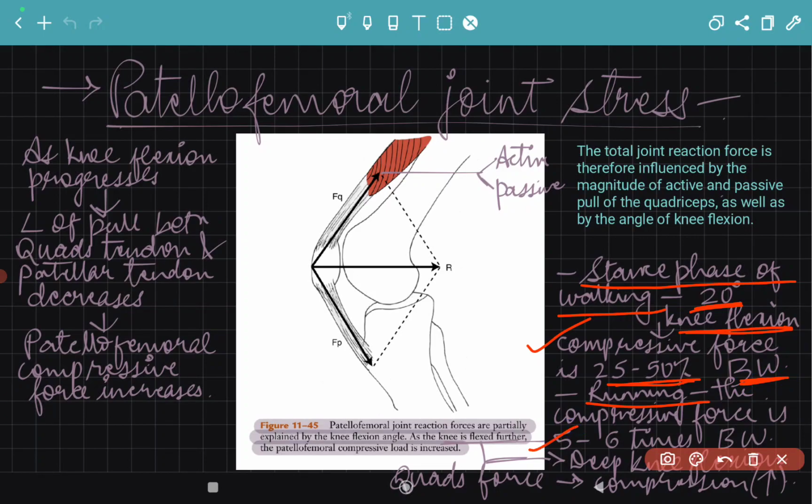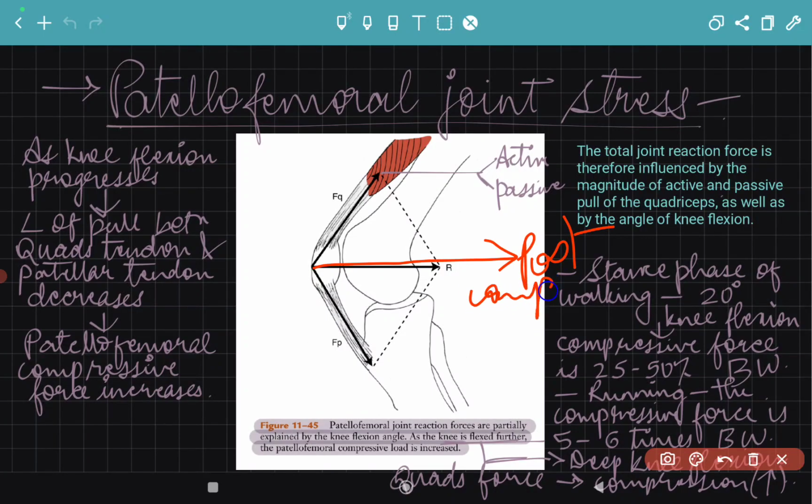As there is deep knee flexion occurring, during deep knee flexion exercises the quadriceps force exerted will be more, to withstand the body weight and to create that pull. In deep knee flexion exercises, the quadriceps force will be greater, and in those cases there will be increased compression force on the patella. So as the knee flexion increases, there will be more posterior compressive force on the patella. This is the basic concept based on which we saw certain things.